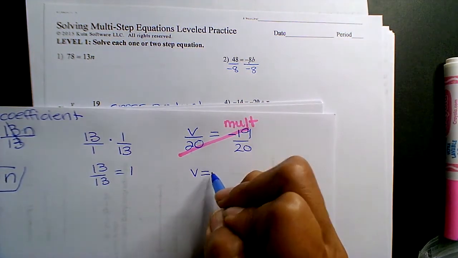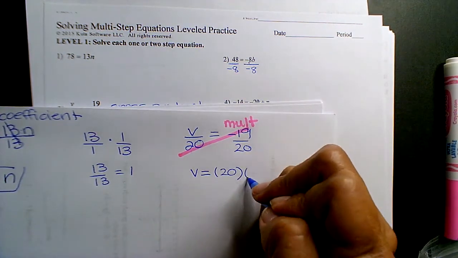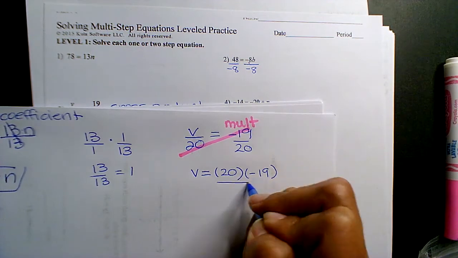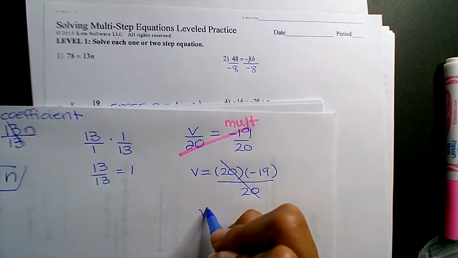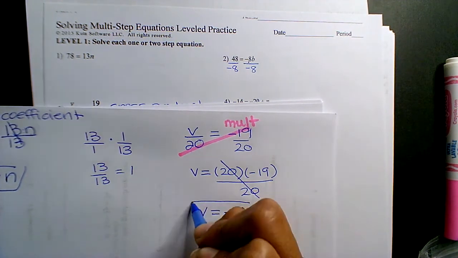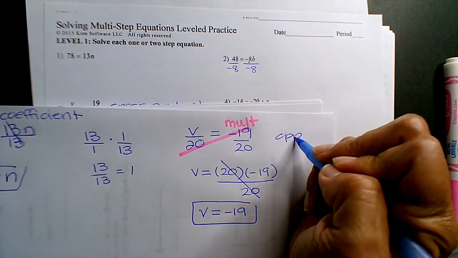So V is equal to 20, right? I'm going to bring the denominator 20 up with the negative 19 numerator. And so what you get is 20 over 20, which you can divide. I'm kind of doing a little shortcut here. I'll redo it again if you wanted to multiply. And so you get negative 19. So this would be you using the cross product property.